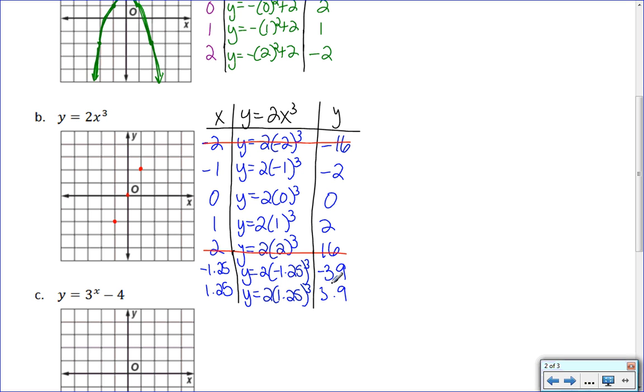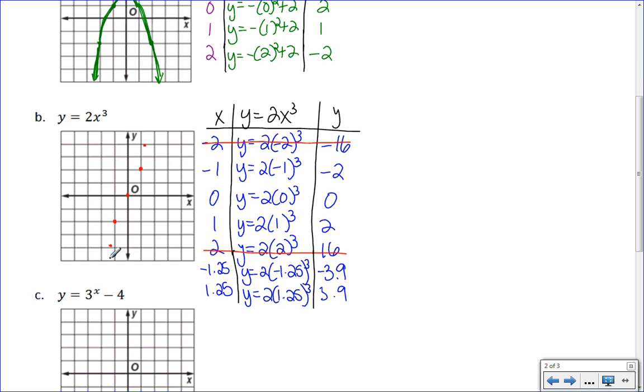So at -1.25 and -3.9, there's -1.25 and -1, 2, 3, almost to 4 right there. And then 1.25 and 3.9. 1.25, 1, 2, 3, almost to 4. Okay, now you can see a little more of this curved shape here. If we wanted to, we could get another point, maybe around 0.5 or something like that, and -0.5. But this should be enough to get a rough idea of what the graph looks like.